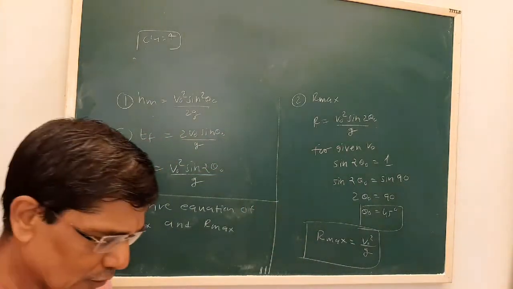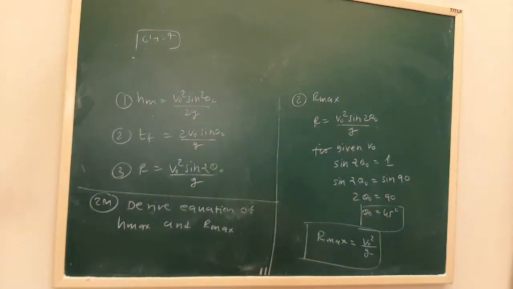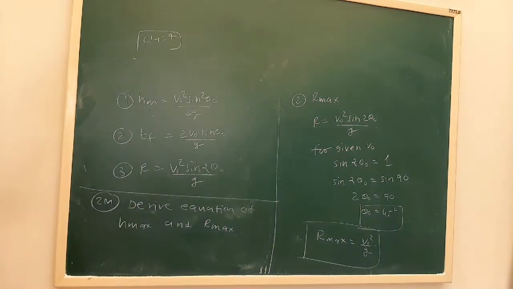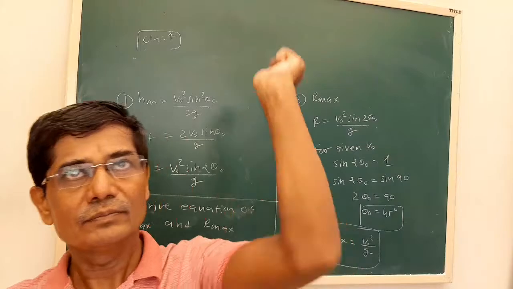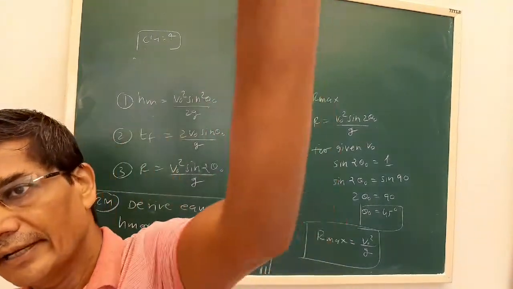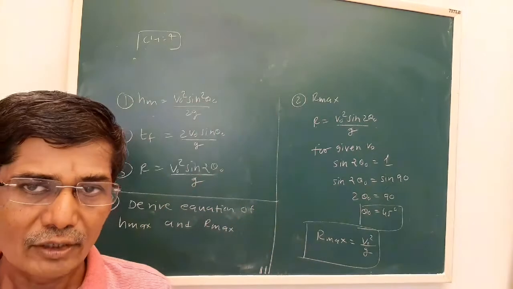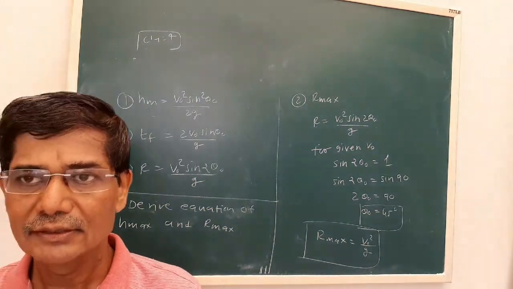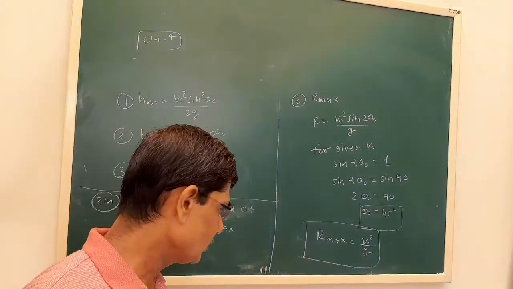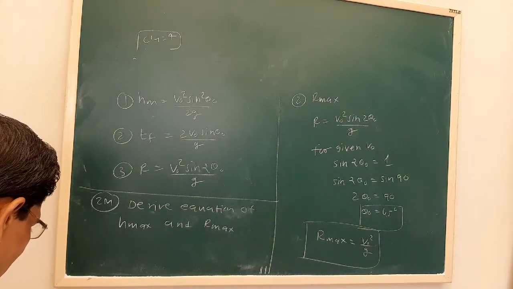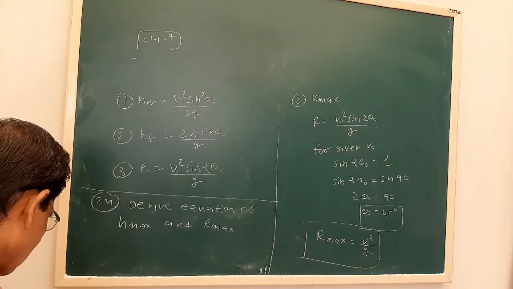Now you studied in your physical education subject, when in a javelin throw or a shot put, when it is projected at an angle of 45 degrees, the range becomes maximum. So this is about the Hmax and Rmax. Now this was about the projectile motion.